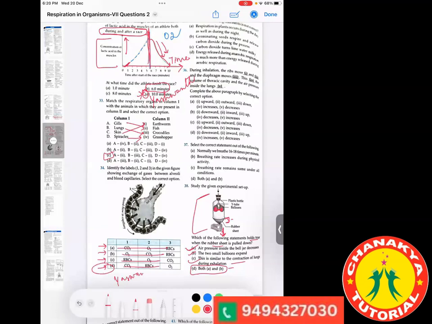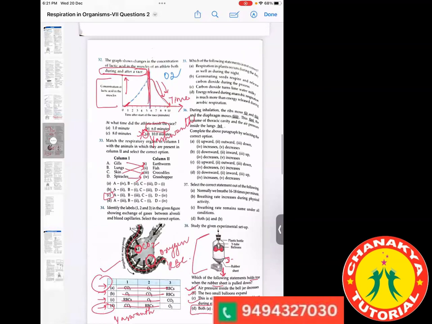Anubhav, according to you? Now option A. Correct. Option A is correct. So the first labeling which is given here is the CO2. The second, where the arrow is going out, that is the oxygen. And the third one here in between, these are what? They are the red blood cells. All right.